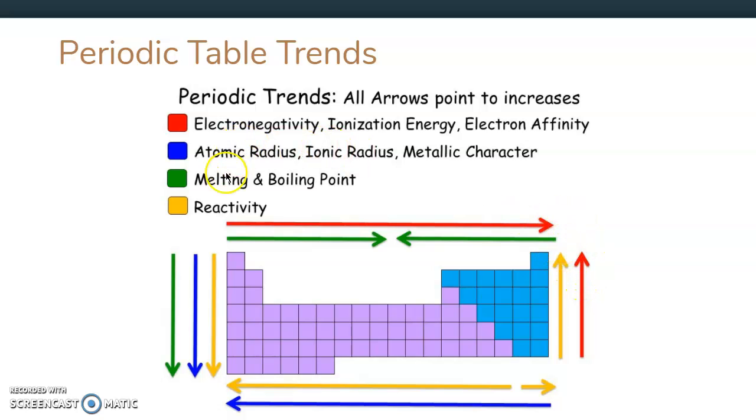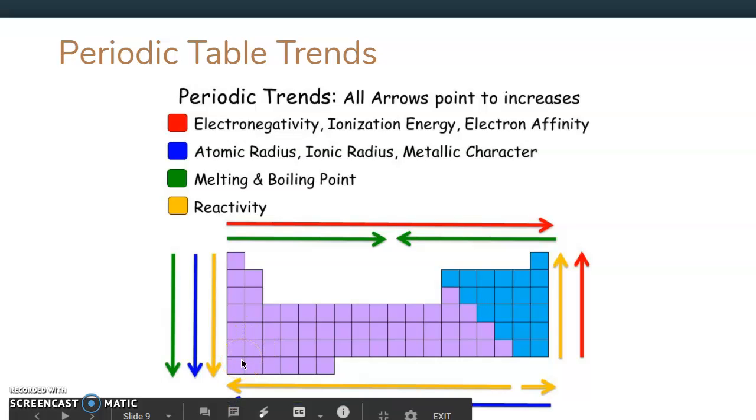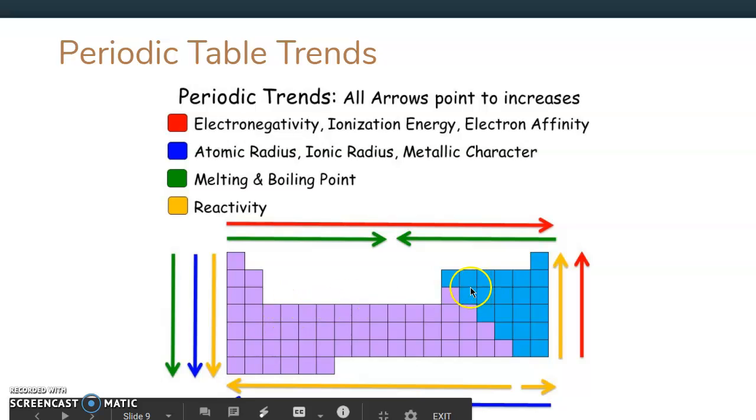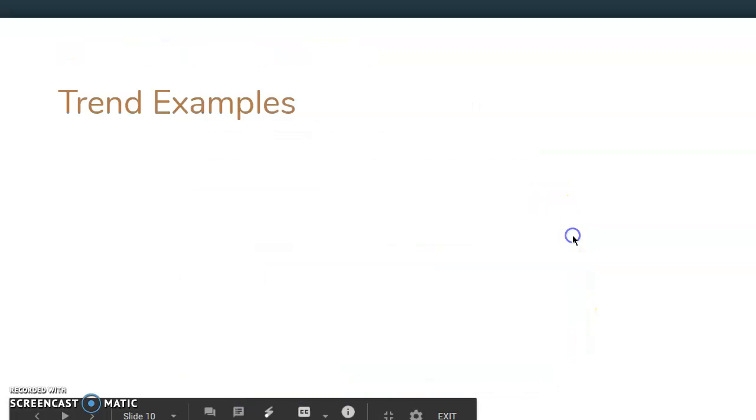For our atomic radius, which we talked about, as we go down and to the left, this way, our atomic radius increases. We didn't talk about melting point or boiling point, but we talked about our reactivity. So our reactivity is different for our non-metals, which are off to the right up here, and our metals, which are over here. Our metals' reactivity is increasing as we go to the left and down, and it is increasing for our non-metals as we go to the right and up.